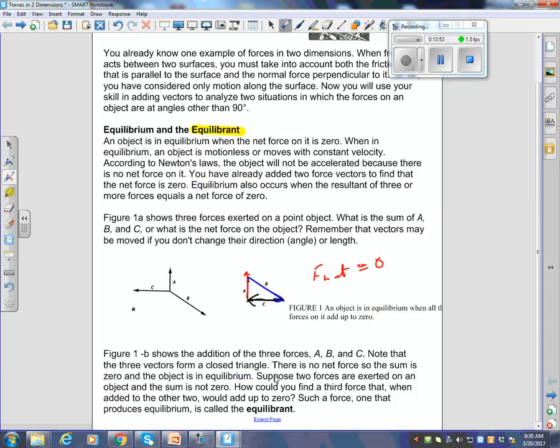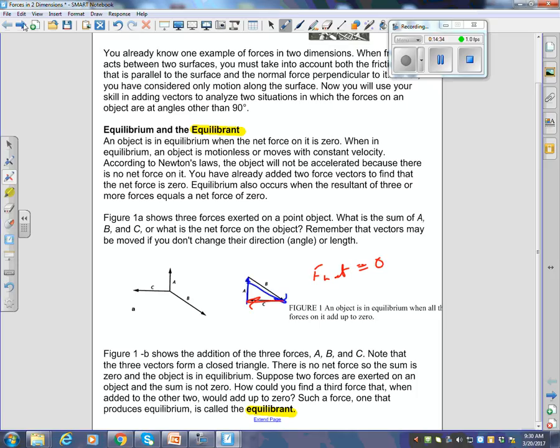Figure 1b shows the addition of the three forces, A, B, and C. Note that the three vectors form a closed triangle. There's no net force, so the sum is zero, and the object is in equilibrium. Suppose only two forces are exerted on an object, and the sum is not zero. How could you find a third force that, when added to the other two, would add up to zero? Such a force, one that produces equilibrium, is called the equilibrant. So in this case here, if you know forces A and B, then C is the equilibrant. Okay, so the equilibrant is the force that produces equilibrium.